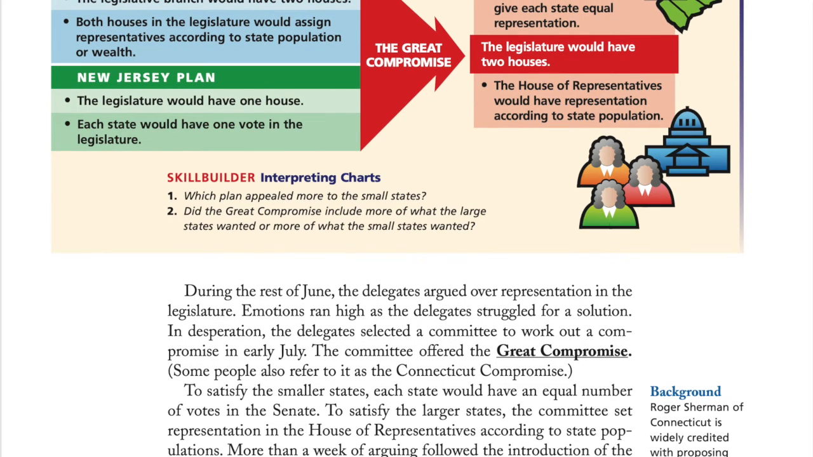During the rest of June, the delegates argued over representation in the legislature. Emotions ran high as the delegates struggled for a solution. In desperation, the delegates selected a committee to work out a compromise in early July. The committee offered the Great Compromise.